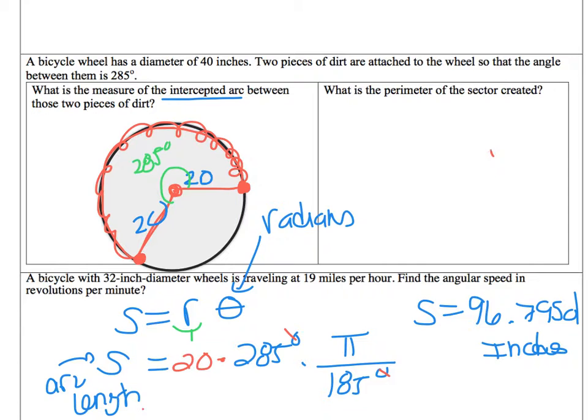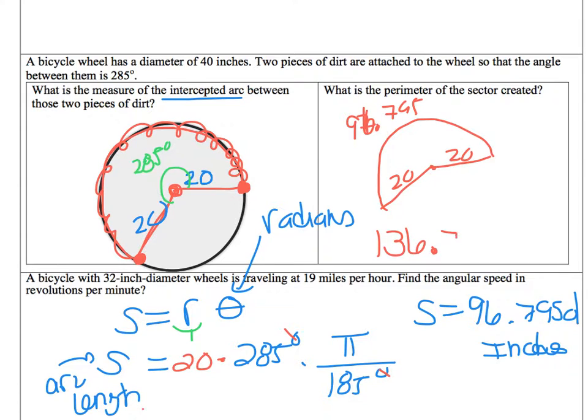So that entire arc we just calculated to be 96.795. We'll have here a 20 and a 20. So adding all of those together, let me just go ahead and add the 96 with the decimals plus 20 is giving me a total perimeter of 136.79501.